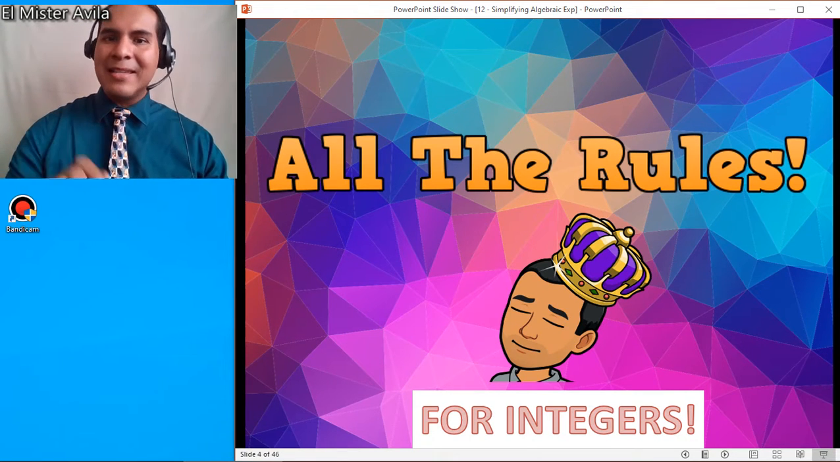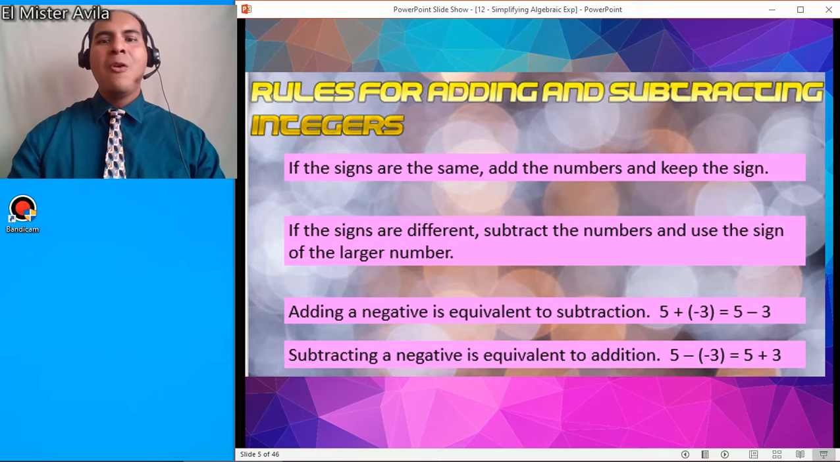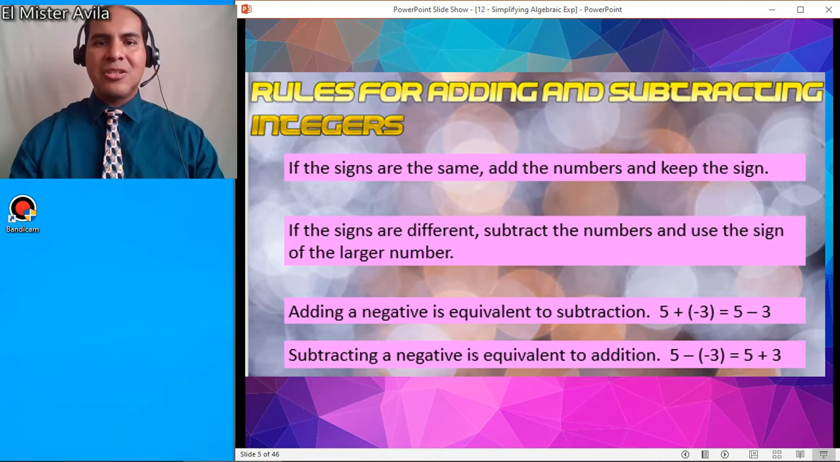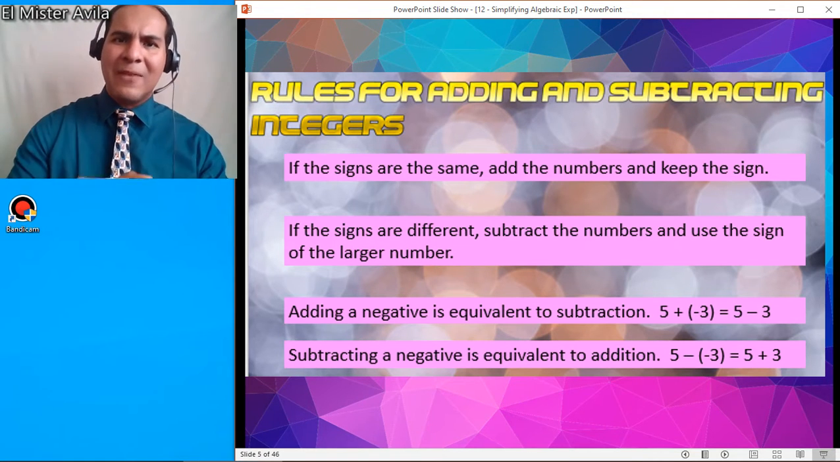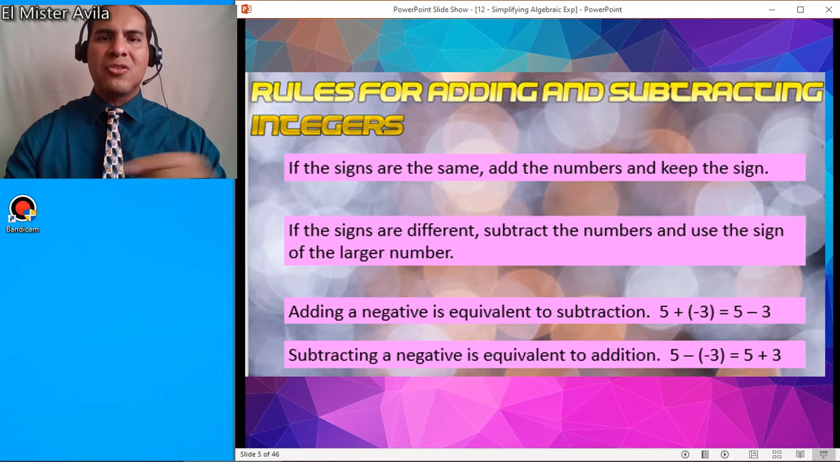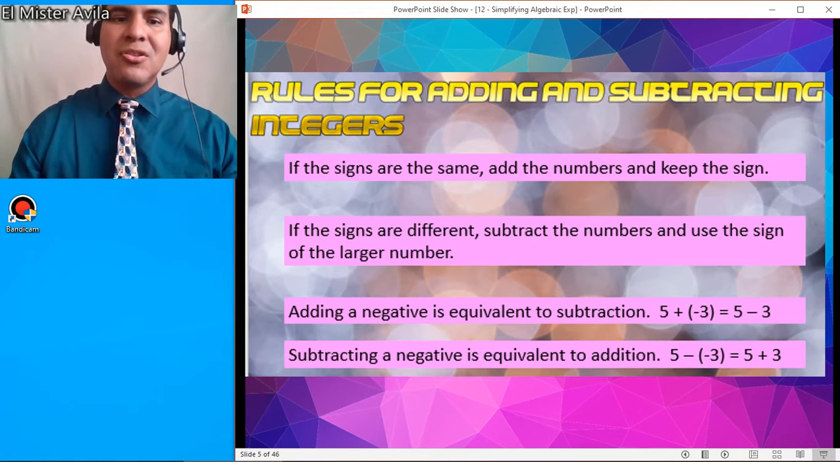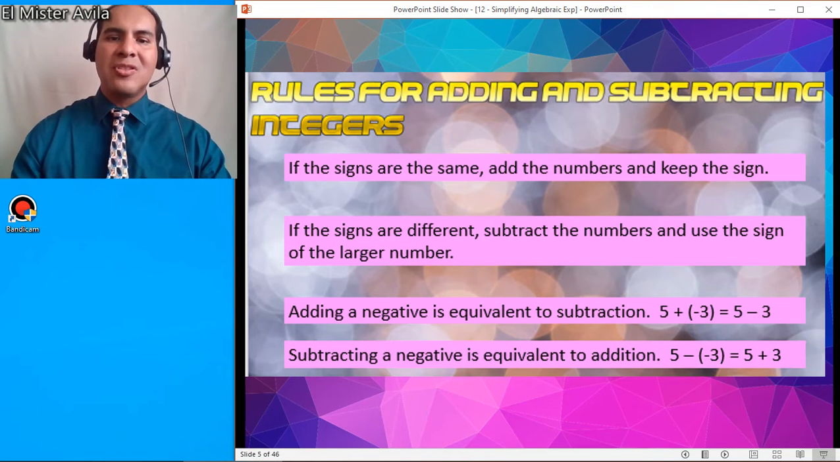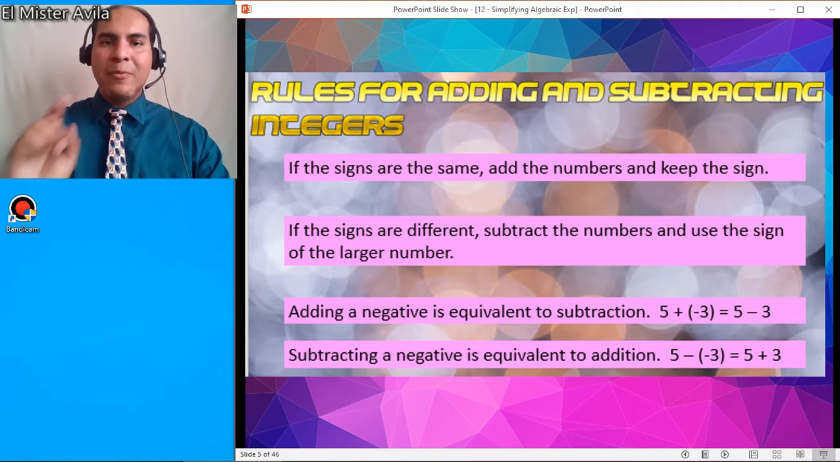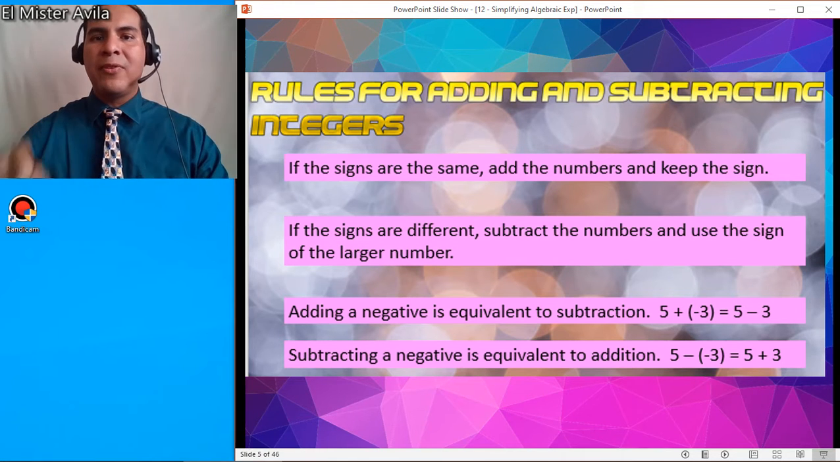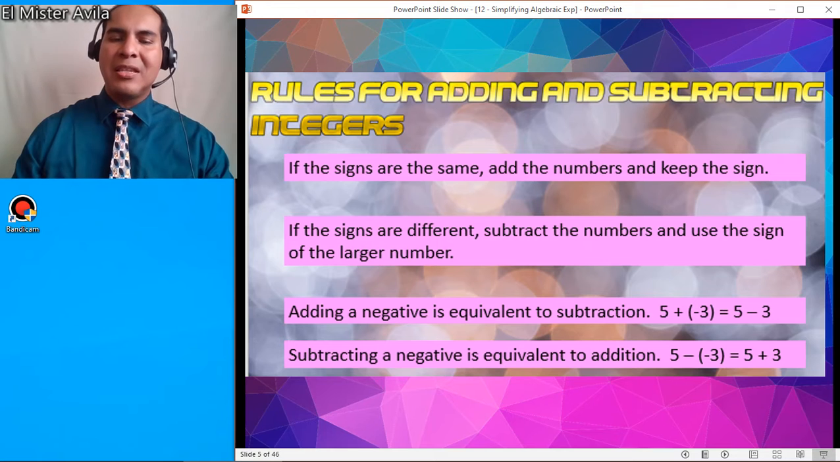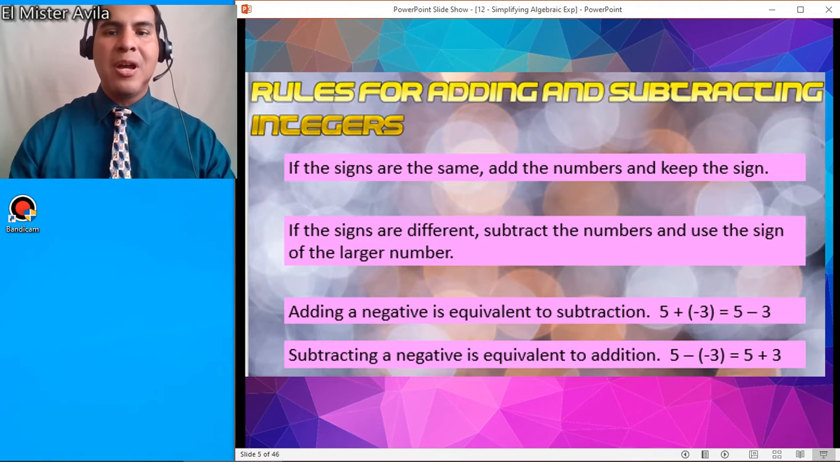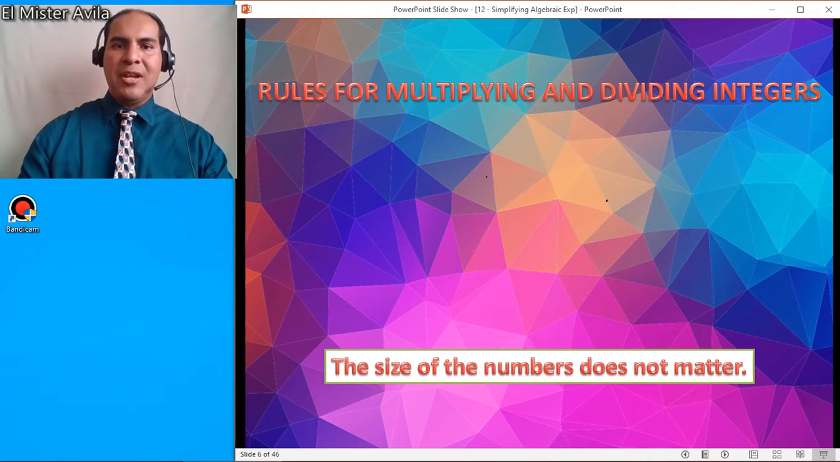Integers being the positive and negative whole numbers. Well, here are the rules for adding and subtracting integers. They're not perfect, but they're the ones that I've used for many years to help my students understand how to add and subtract integers. If the signs are the same, add the numbers and keep the sign. If the signs are different, subtract the numbers and use the sign of the larger number. And remember that adding a negative is equivalent to subtraction, and subtracting a negative is equivalent to addition. And we have examples there.